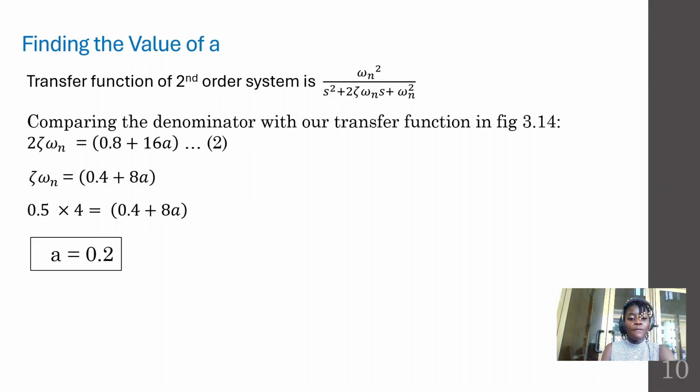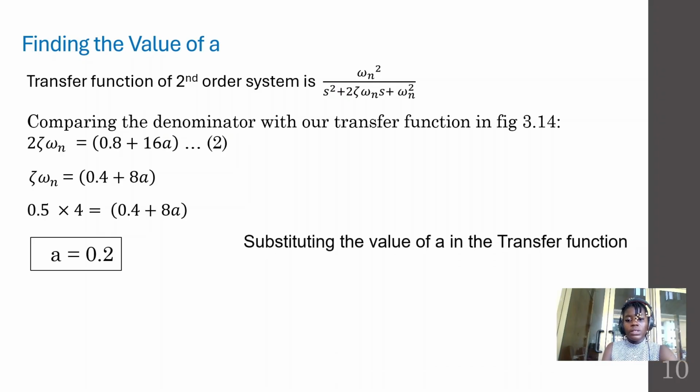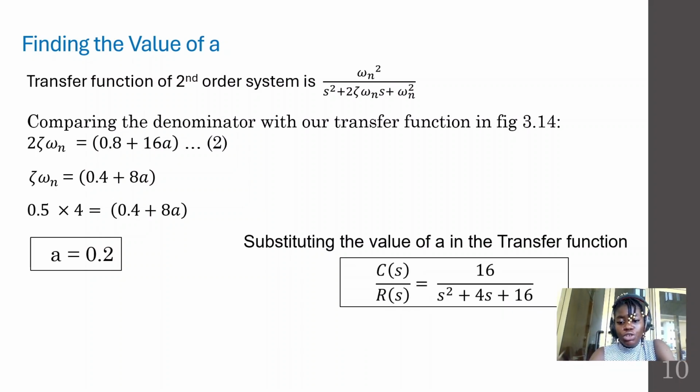0.8. From here, we substitute the value of A in the transfer function, and we derive the equation C of S over R of S is equal to 16 over S squared plus 4S plus 16. Reminder, every transfer function for second order has a denominator of S squared.